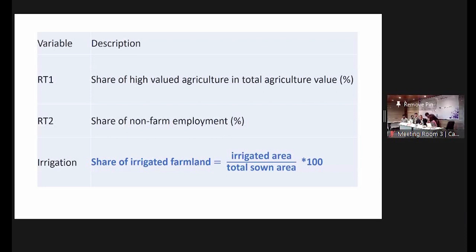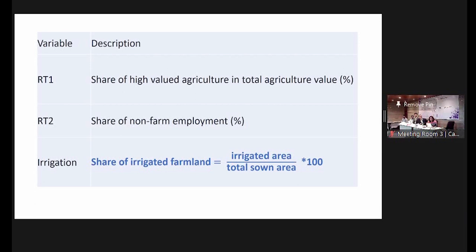By high valued agriculture, we mean the value that is being produced by cotton, fruits and vegetables, etc. And the rest, the low value crops, pulses and grains, are considered low valued agriculture.